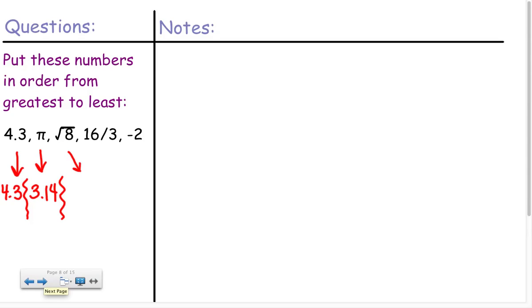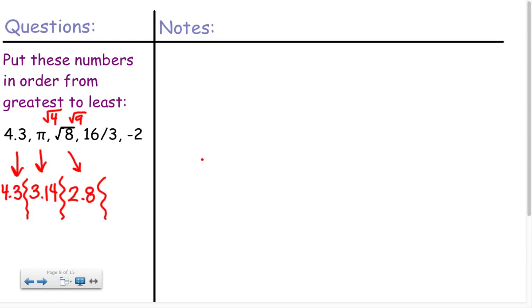Okay, square root of 8. Now we've got to go back to that square roots lesson with the number lines. The 2 perfect square roots on both sides of 8 are 4 and 9. Square root of 4 is 2. The square root of 9 is 3. So that means that 8 falls between 2 and 3. 8 is closer to 9 than it is to 4. So I'm going to say maybe 2.8.